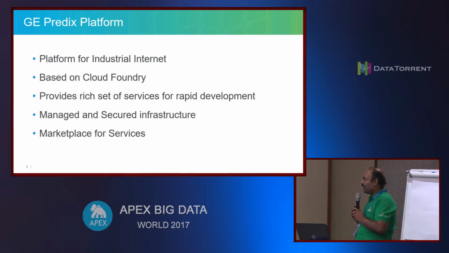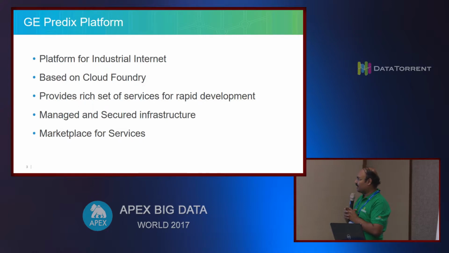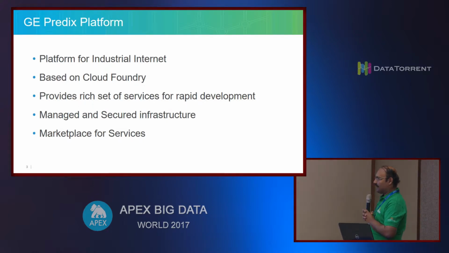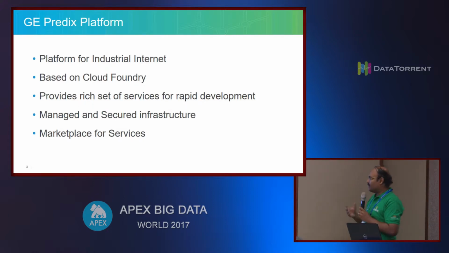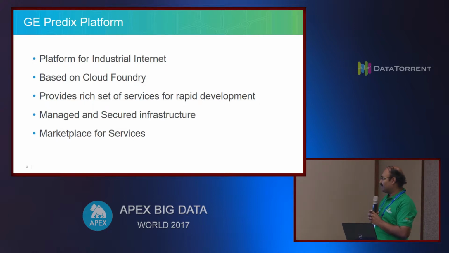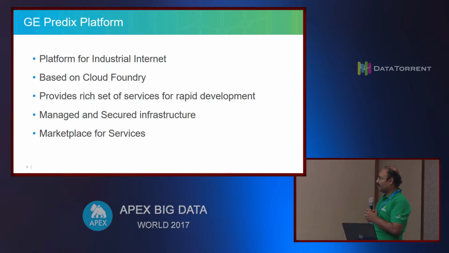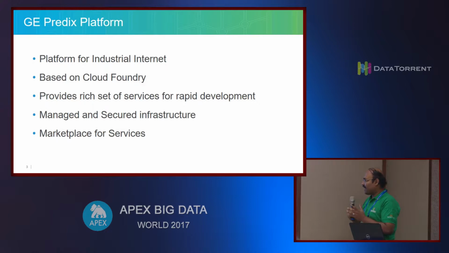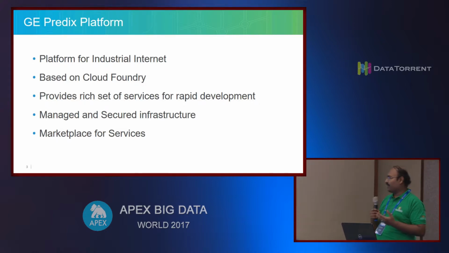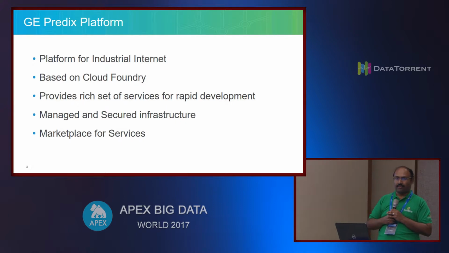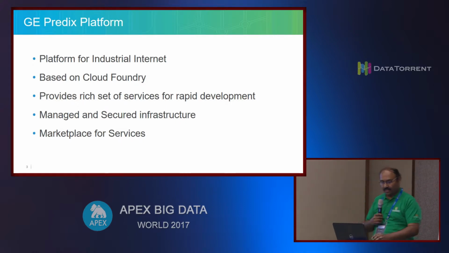The Predix platform is a cloud platform for the industrial internet. It's based on Cloud Foundry. It provides a rich set of services for rapid development and processing of this IoT data, and runs in a managed, secure infrastructure. It's also a marketplace for different kinds of services. Any software vendor can provide a service on top of the G Predix platform, which their end customers can use.